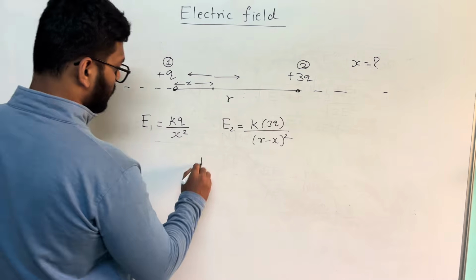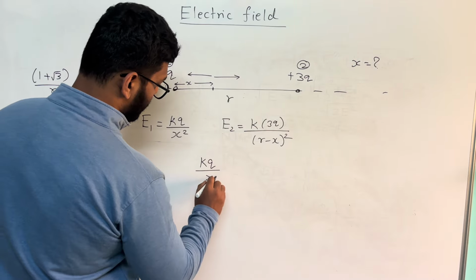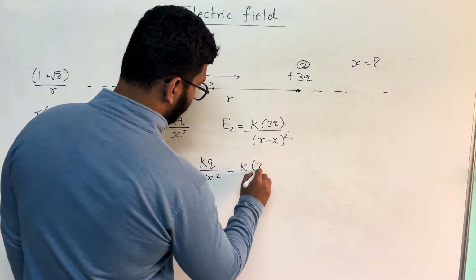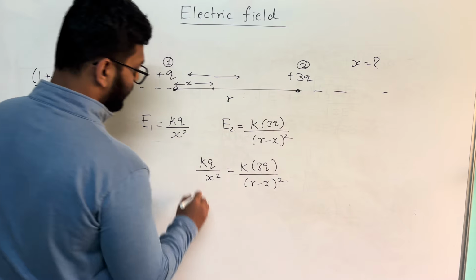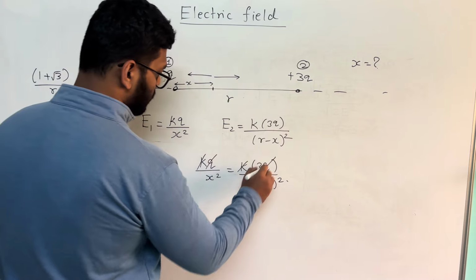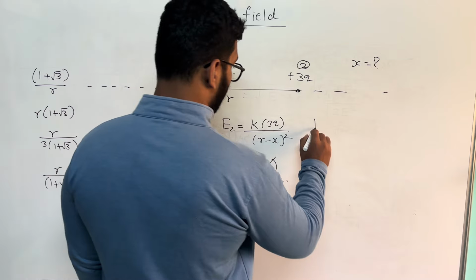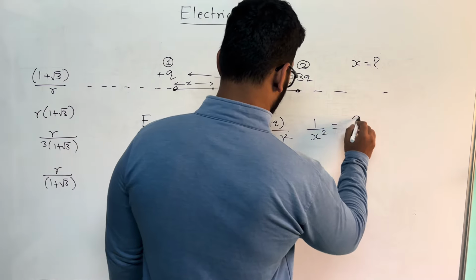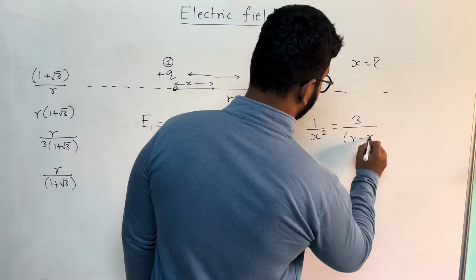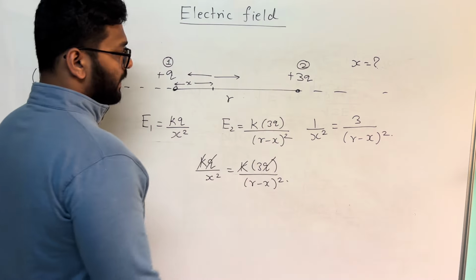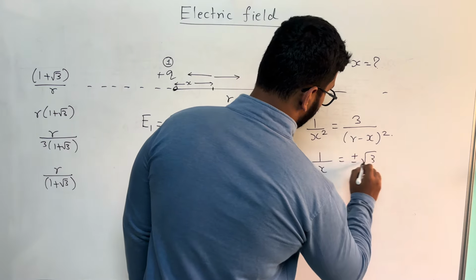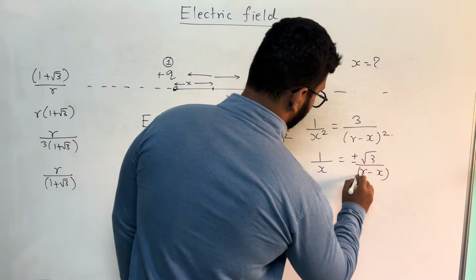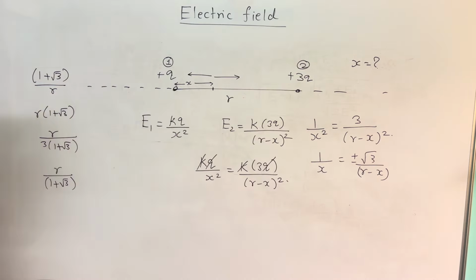Let's equate both of these. So kq by x square is equal to k times 3q by (r minus x) whole square, right? So k gets cancelled, q and q gets cancelled. So we have 1 upon x square is equal to 3 upon (r minus x) whole square. If I take a square root, it will be 1 upon x is equal to plus minus root 3 upon r minus x, right? Either positive or negative will be the answer.